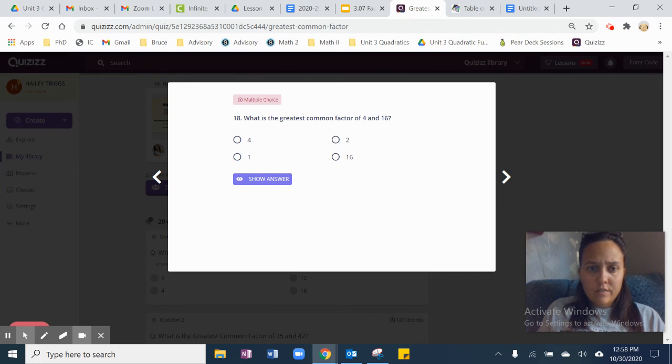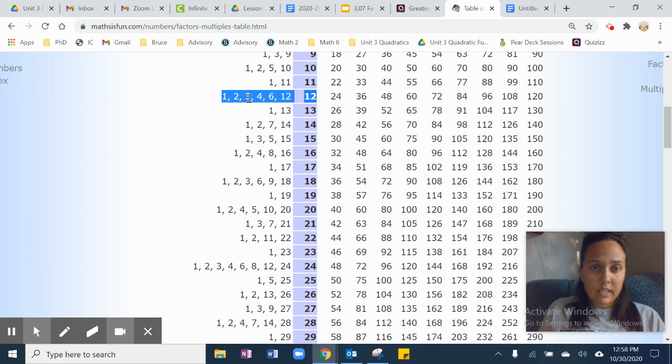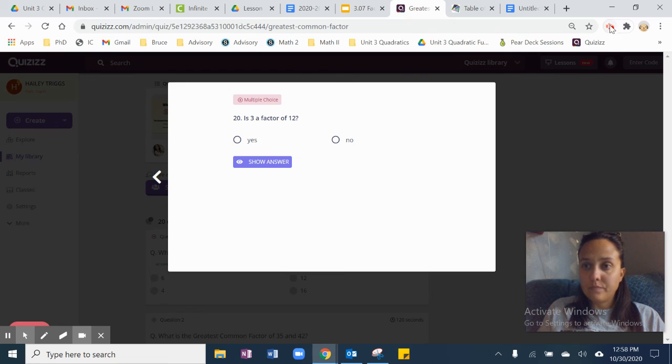4 and 16, the answer will be 4, which is not a factor of 9. 1 goes into 9, 3 goes into 9, and 9 goes into 9, so the correct answer is the one listing those. Is 3 a factor of 12? I know it goes in 4 times, but if we wanted to double check, yes, 3 is a factor of 12 because it's right there.